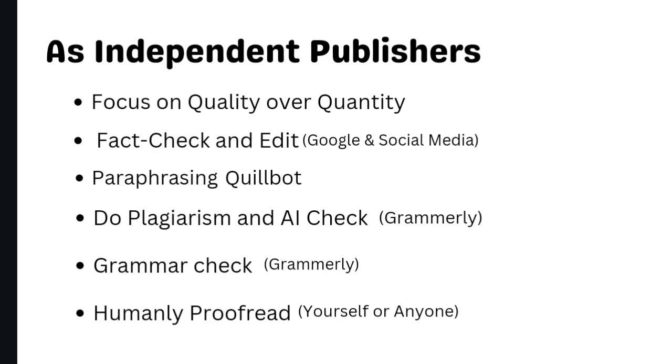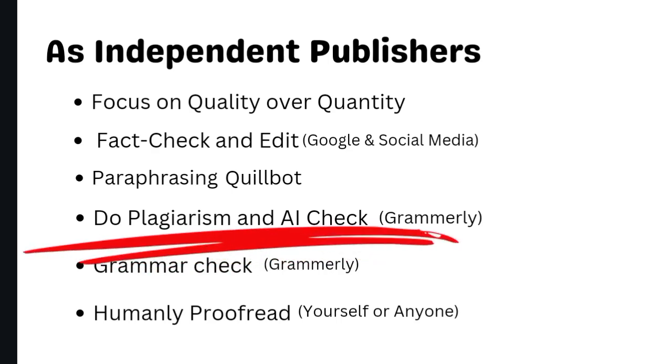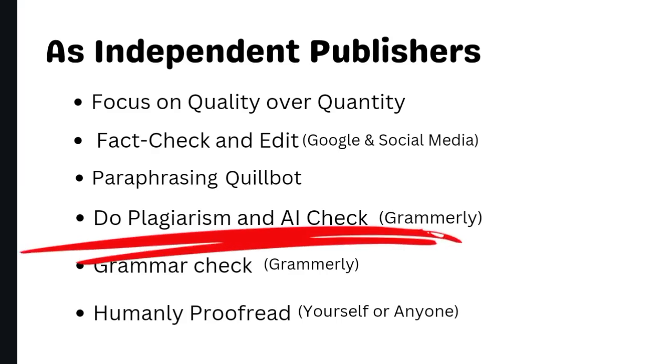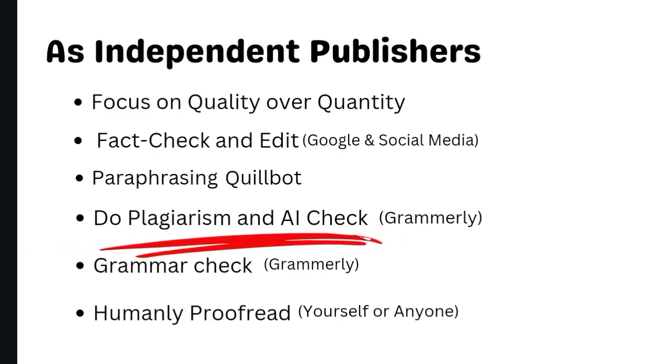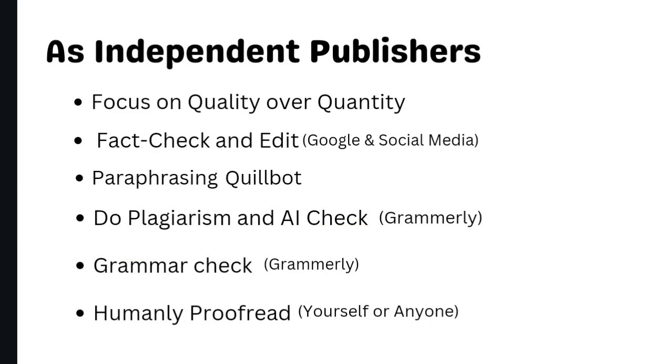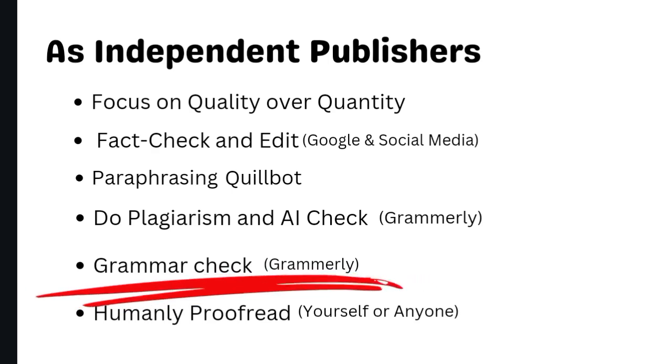Another thing I want you to do as an independent publisher is a plagiarism check and an AI check. Make sure that your book does not have plagiarized content. One of the tools you can use is Grammarly. Grammarly Pro can help you get these two things done in the same spot. It can check your plagiarism, and it can also check whether your content is written with AI or not.